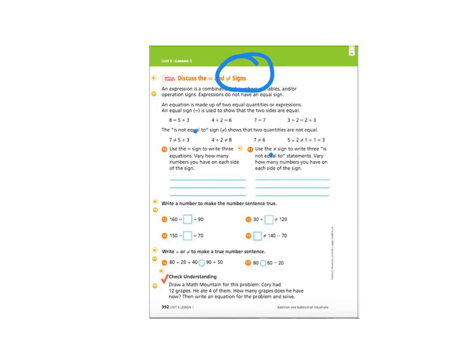Use the equal sign to write 3 different equations. You can figure it out how you want to do that. The not equal sign would be any equation that's not equal. This one you actually have to find out, we want to make it true. Number 12 is an equal sign. Number 13 is a not equal sign.